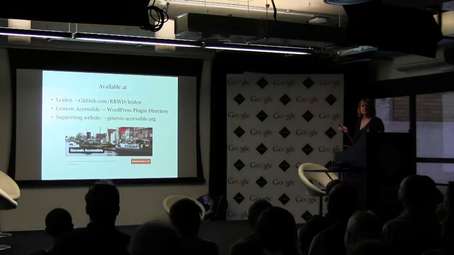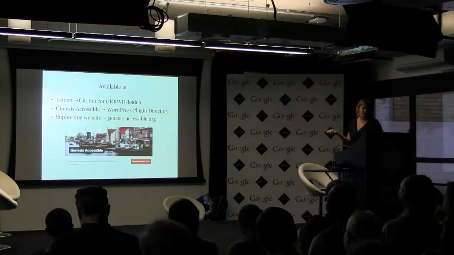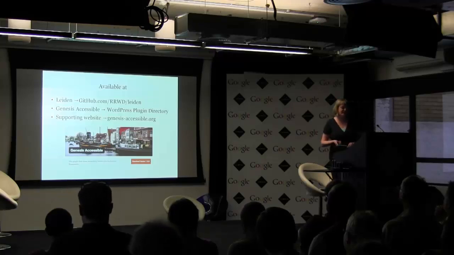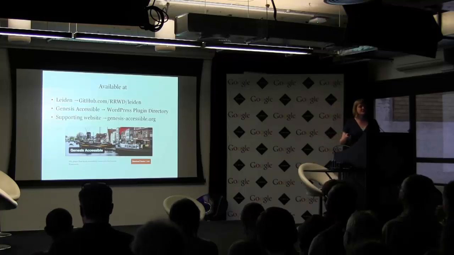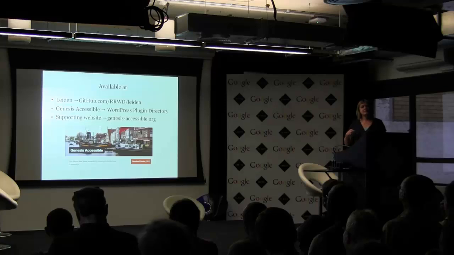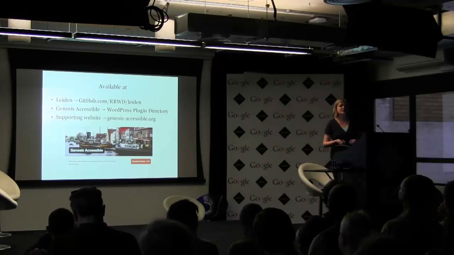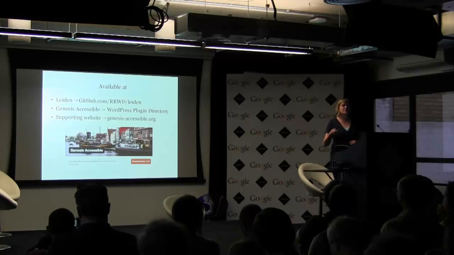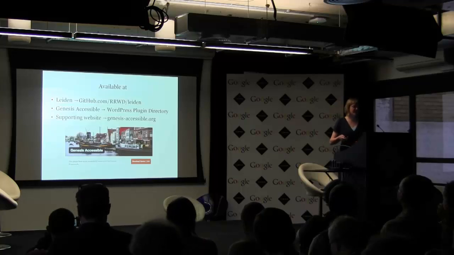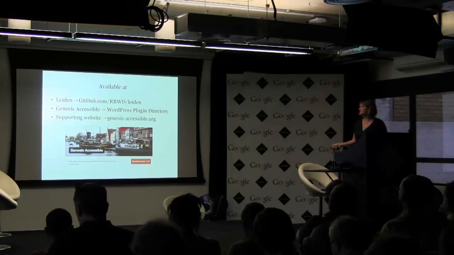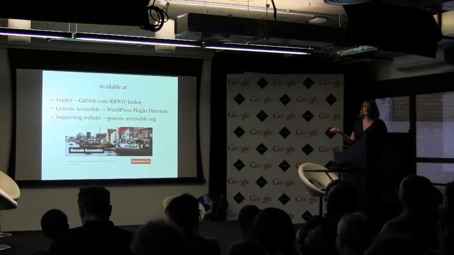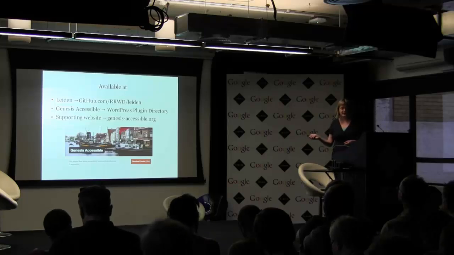Now that was about what I changed. The plugin is available in the plugin directory from WordPress. The theme can't be, because it's a child theme of a paid framework, and you can only post your theme in the theme directory from WordPress if it's not. So it's available on GitHub, but I also have a supporting website with documentation, and you can download it from there too.